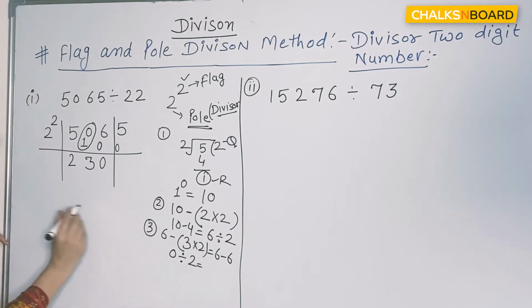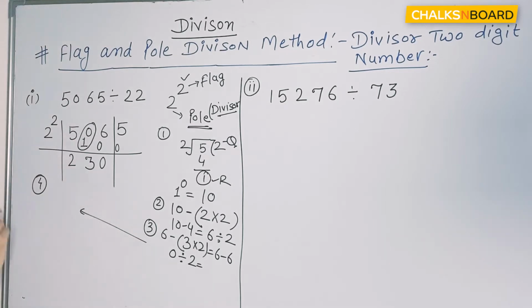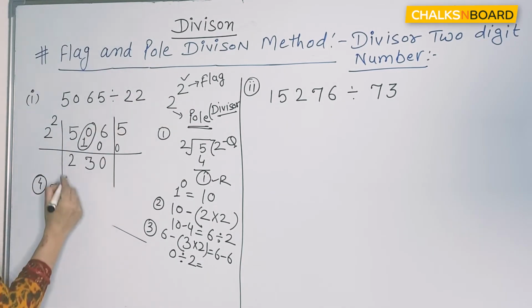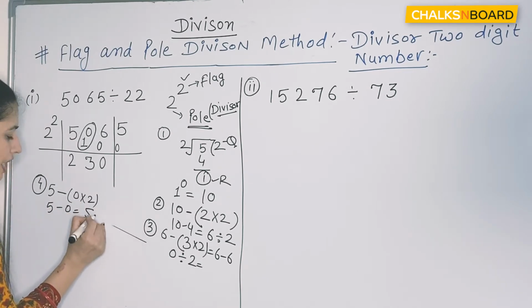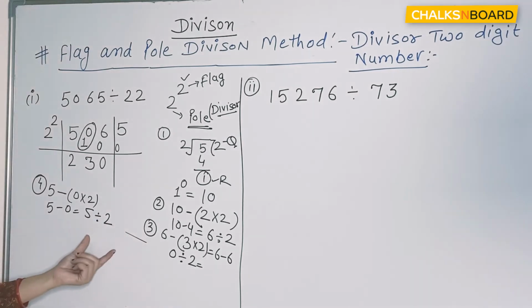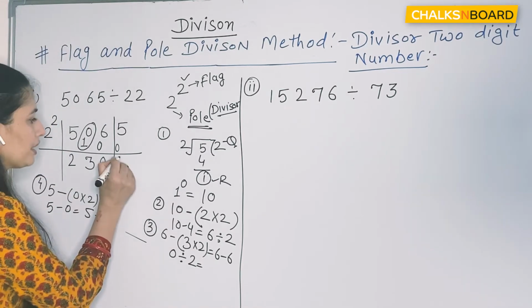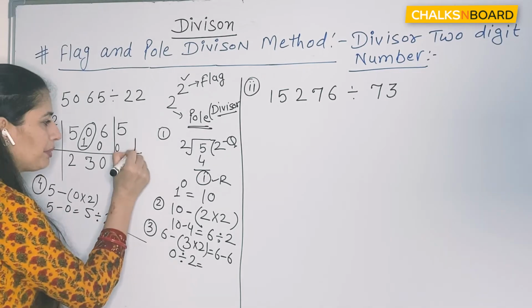Now what is the fourth step? You can say the fourth step is 05, that is 5, minus the multiplication of flag and the previous quotient, that is 0 into 2, 0. 5 minus 0 is equal to 5. And divide by the pole, which is 2. Now when we divide 5 by 2, that is 2 2s are 4. Same, 2 is our quotient and 2 2s are 4 and 1 is our remainder.